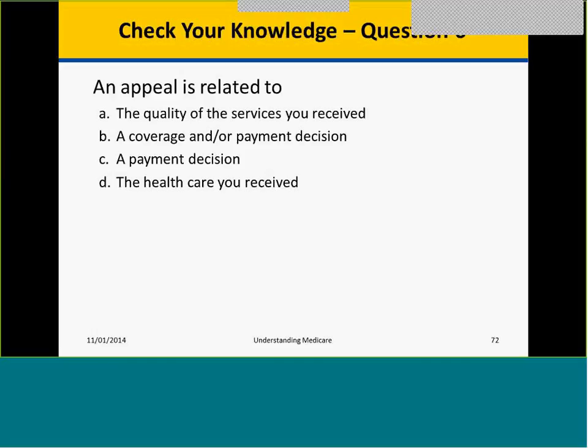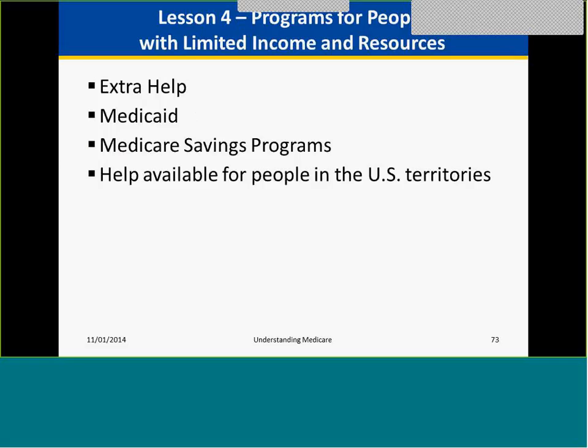So, appeal. A, B, C, or D. B. The correct answer is B. A coverage and/or payment decision. So if they declined coverage, saying no, you shouldn't have it, or they paid the claim but didn't pay what I thought they should have, or they made me pay more. So that's why an appeal is related to coverage and/or payment decisions.